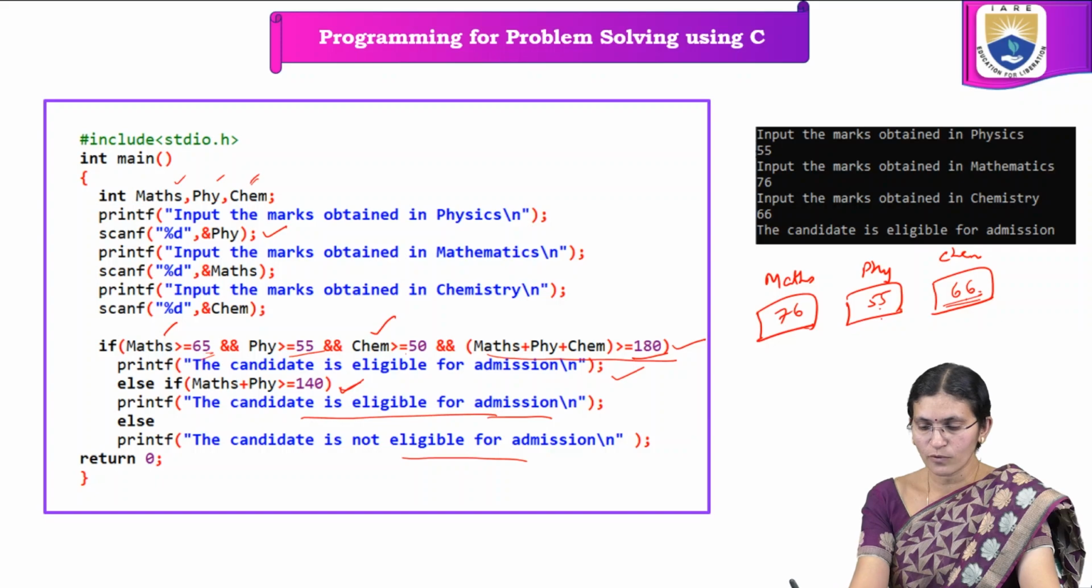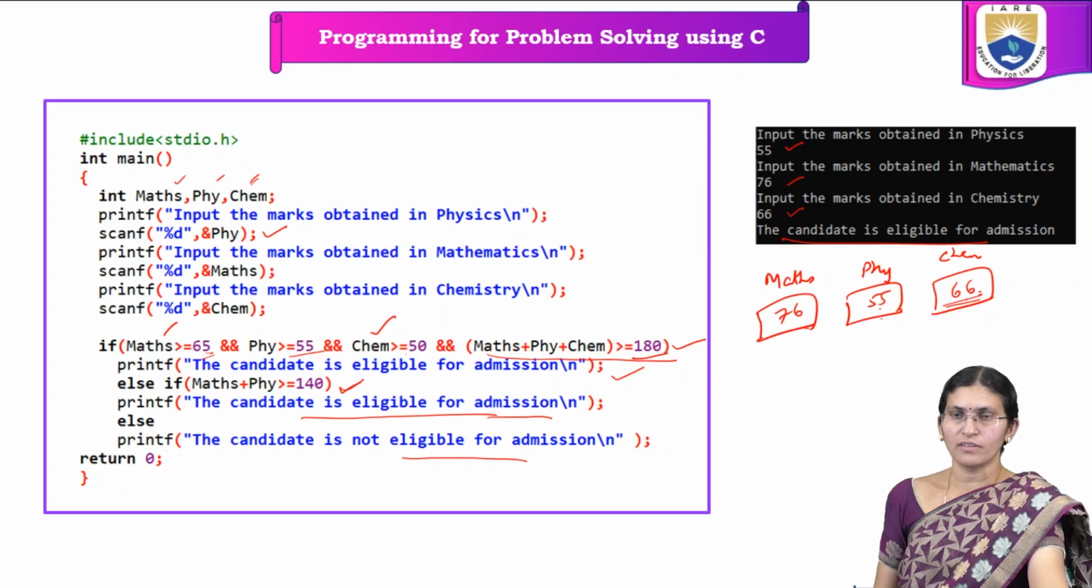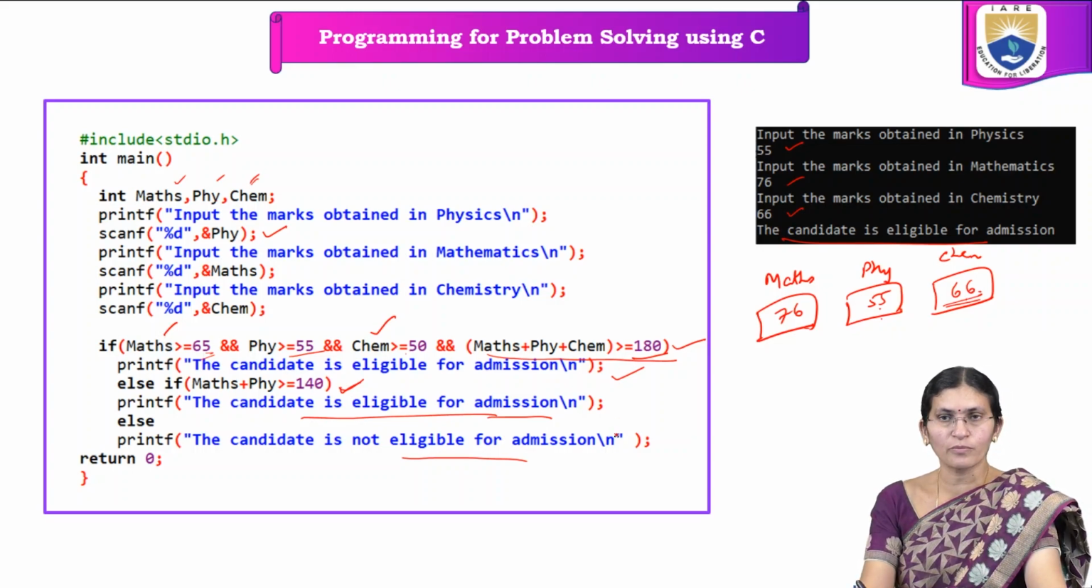So, if we run this program and give the marks as physics 55 and mathematics 76, and if we enter the marks in chemistry as 65 and find out the total, at the end we will get the result that the person is eligible for admission. So, if we give any other marks, based upon this criteria, the person can be eligible or cannot be eligible for admission.